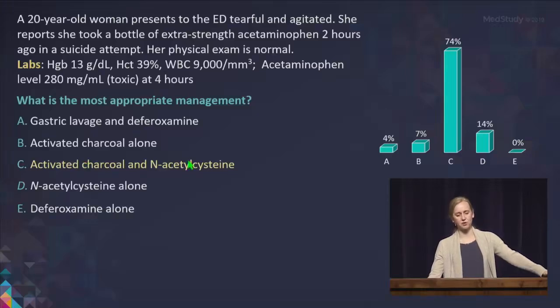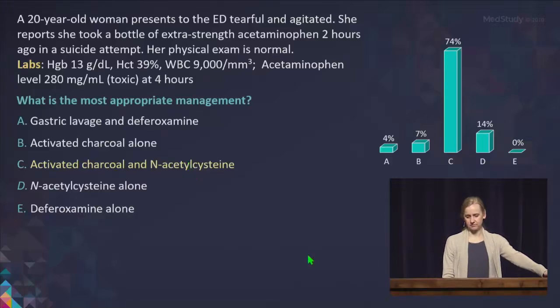Perfect. So activated charcoal and N-acetylcysteine, right? So since she is less than 4 hours, but more than 2 hours, if it was less than 2 hours, we would give the gastric lavage. We're basically never going to give activated charcoal alone, right? Because I said we give N-acetylcysteine almost all the time, but especially in the context where she's already got a toxic level. N-acetylcysteine alone we would do if it was after 4 hours from her overdose time. And the deferoxamine is a treatment for hemochromatosis, iron overload, aluminum overload, but it's not related to acetaminophen overdose.